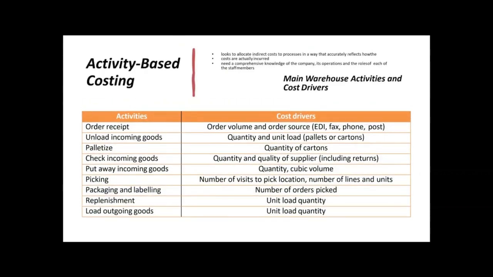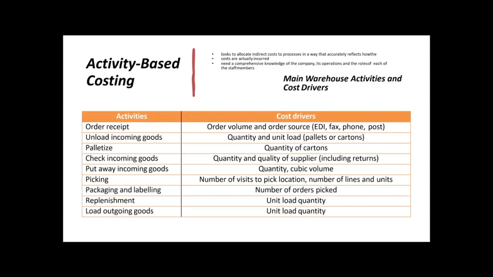As can be seen, traditional costing methods have a number of weaknesses, which is why many companies are turning to other methods of costing, such as activity-based costing. It looks to allocate indirect costs to processes in a way that accurately reflects how the costs are actually incurred. This is in contrast to traditional costing.